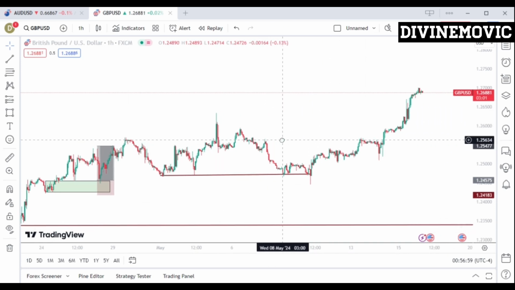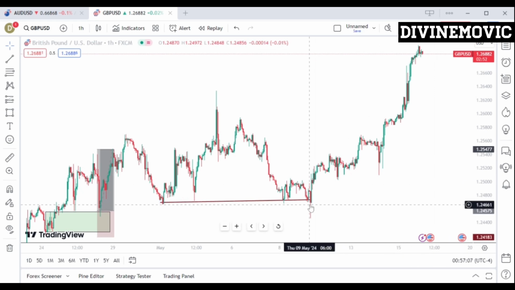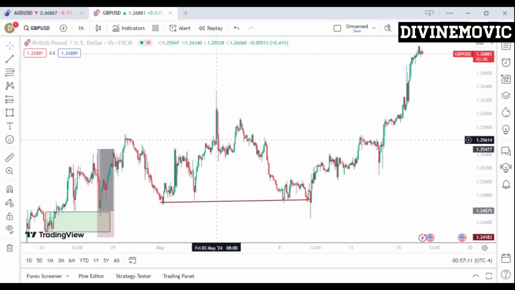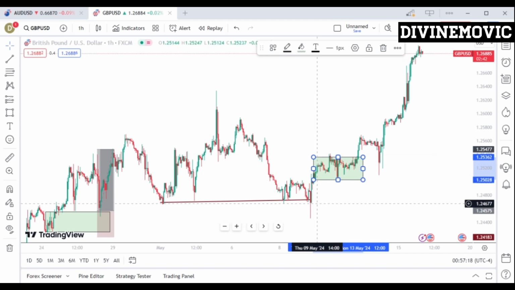Now, where's my first entry? By simply identifying demand zones from this point. Now, if you look clearly, you can see that at this point, price rallied, based, rallied. And a rally base rally is simply what? A demand zone. A rally, a base, and a rally. Correct? Yes, correct.